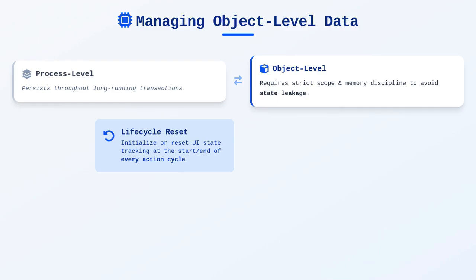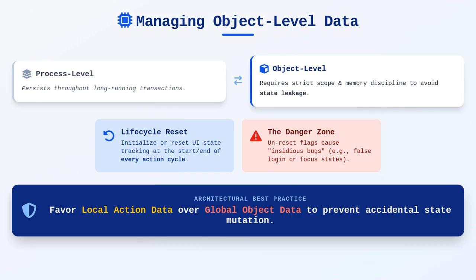This is particularly critical when dealing with objects that remain open for long periods. Failing to reset internal flags can lead to insidious bugs where the object believes it is already logged in or currently focused on a specific screen when it is not. Always favor local action data items over global object data items whenever possible to minimize the potential for accidental state mutation between independent calls.